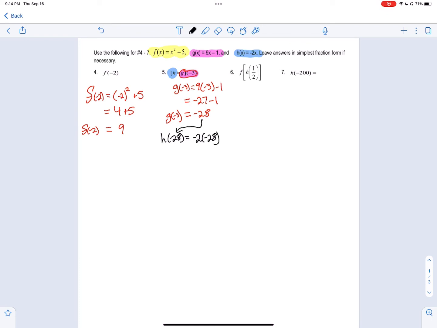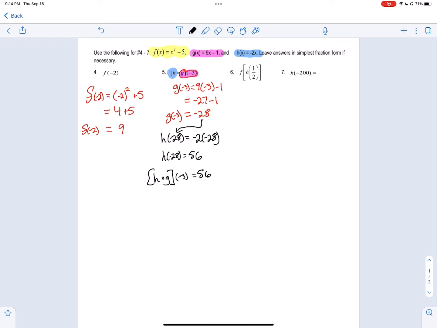So since it's negative 2 times negative 28, when I multiply those two values together and simplify them, I find that I get positive 56, because a negative times a negative is a positive. And this means that h of g of negative 3 is going to be equal to positive 56.